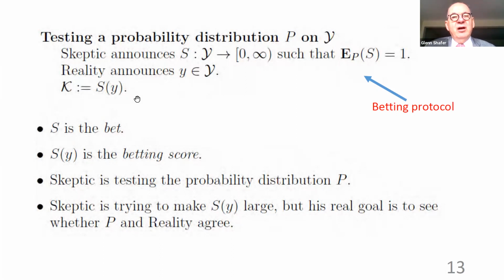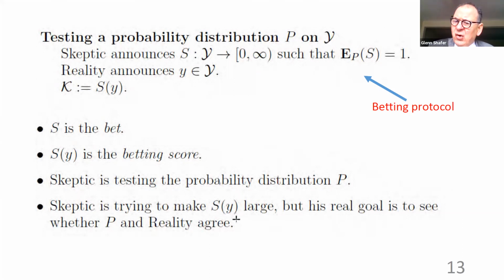So then the outcome, the capital K is our capital, and the capital started out 1, and now it is the betting score. So S of Y is the betting score. Skeptic is the person testing the probability distribution, and the goal is to make S of Y large.